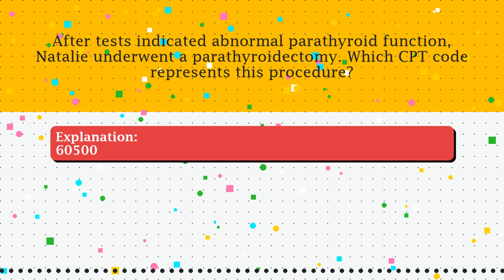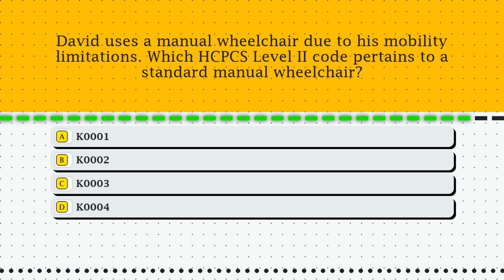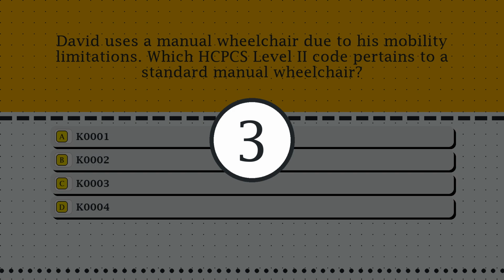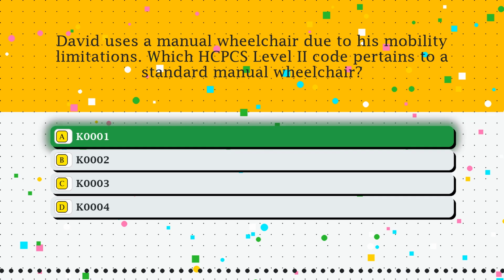Question 205. David uses a manual wheelchair due to his mobility limitations. Which HCPCS Level 2 code pertains to a standard manual wheelchair? Option A, K0001. Option B, K0002. Option C, K0003. Option D, K0004. The correct answer is option A, K0001.